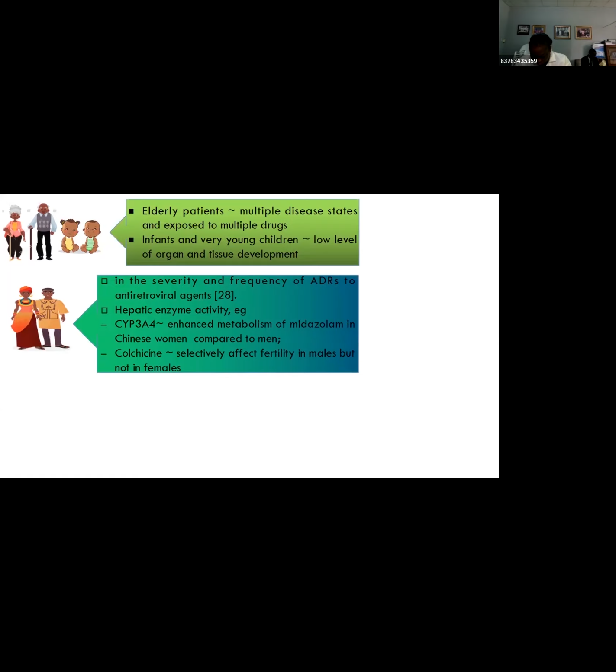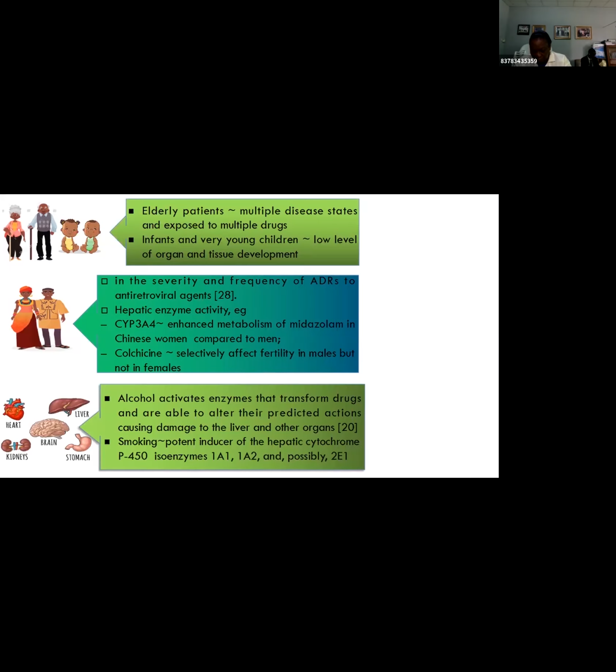Gender also plays a role, and it has been observed in the severity and frequency of these reactions in some antiretroviral agents, and also with the way hepatic enzymes function. So we've seen specifically cytochrome P3A4 in Chinese women enhancing the metabolism of midazolam when you compare that to the effect in men. We also see that with colchicine, used in the management of gout, which selectively affects fertility in males but not in females.